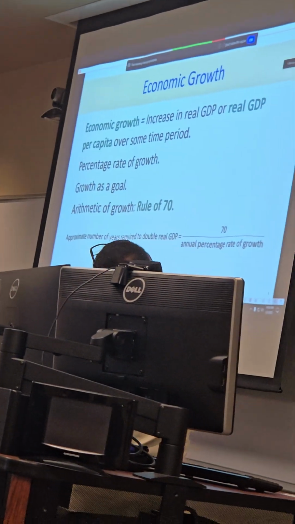So economic growth can be measured in two ways. One is using real GDP, and the other one is real GDP per person, also called per capita real GDP, right? And we say economic growth is simply a percentage change. You know how to calculate a percentage change: this period minus last period, divided by last period, times 100.